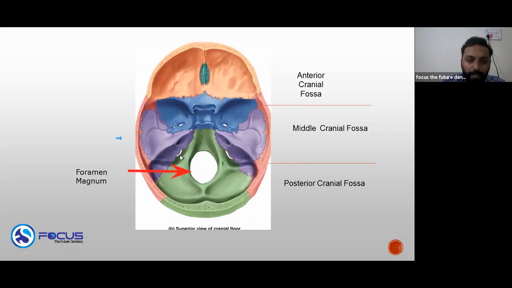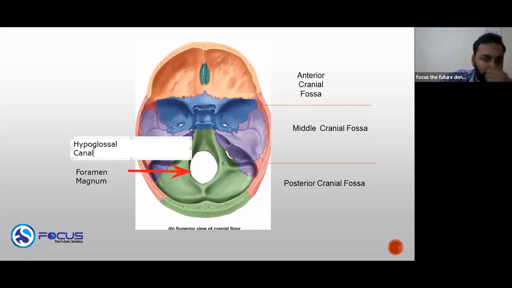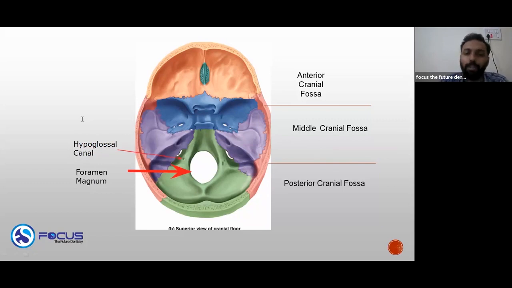Now this one is the hypoglossal canal. So what do you mean by hypoglossal canal? A canal through which a nerve by name hypoglossal goes, or exits the cranium. So hypoglossal canal is a canal through which the hypoglossal nerve comes out.